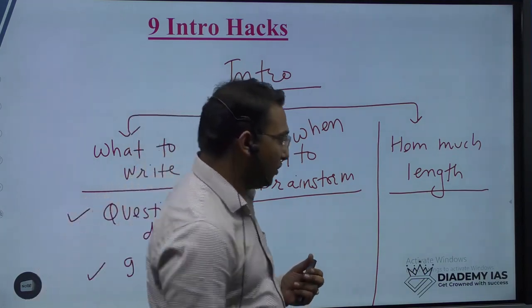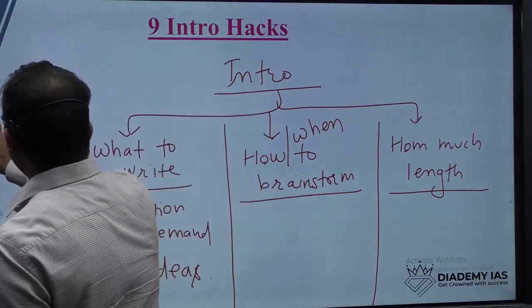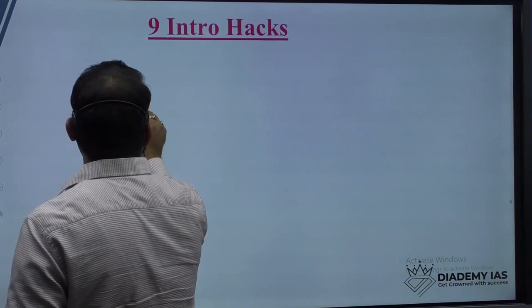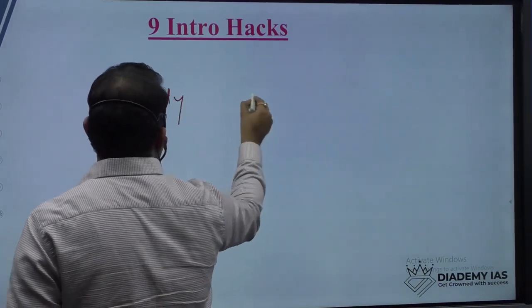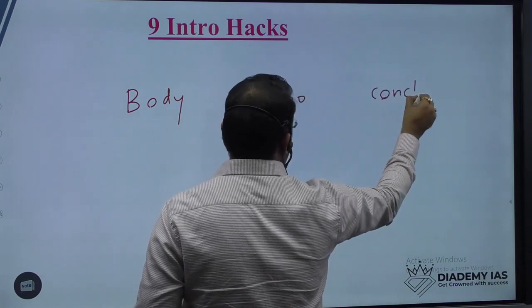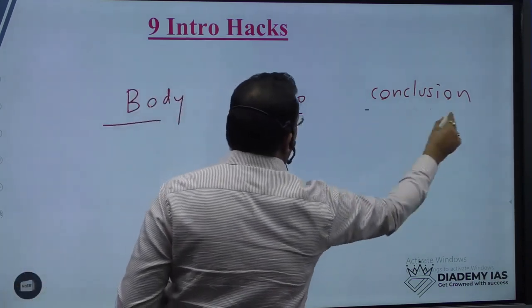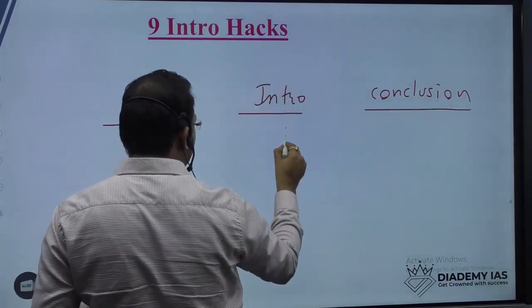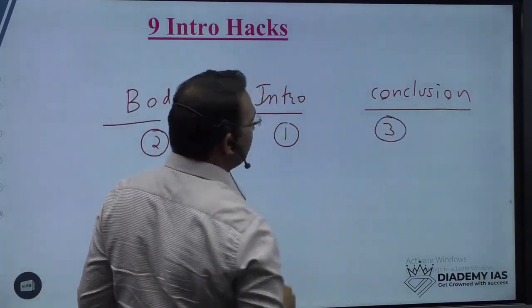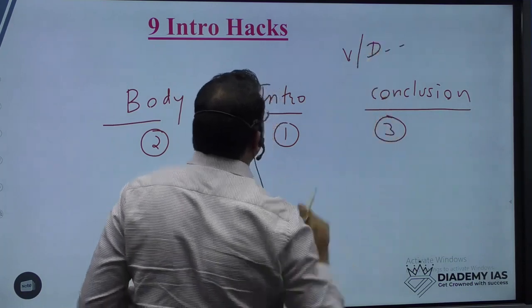Okay. So let me tell you here. I'll give a different view here. Basically, body, intro, and conclusion, 3 components we have, right? Normally, how do we proceed? First, we'll think about introduction, then we will think about body, and third, we will think about conclusion. And maybe value addition, whether to make a diagram, all of that.